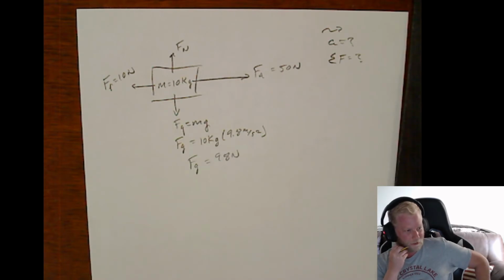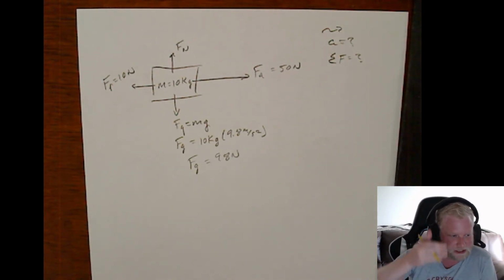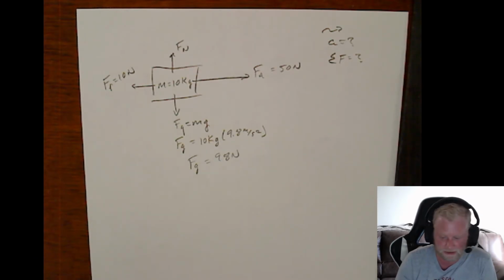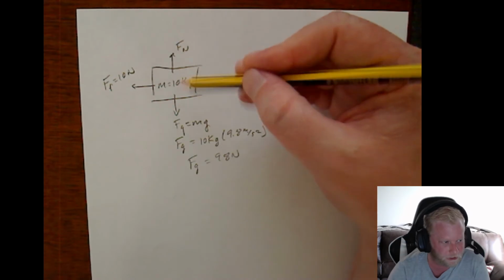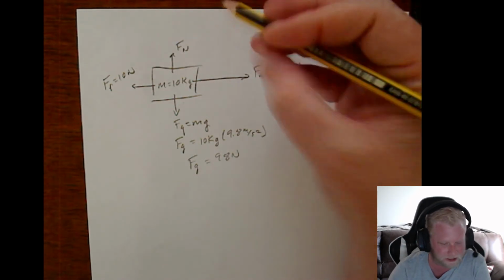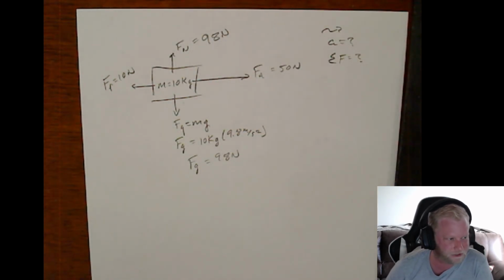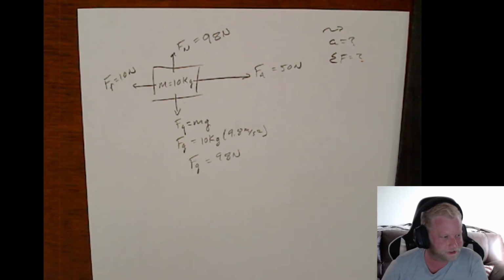Now you've got to think about the scenario. Is there any acceleration in the vertical? No, right? All of the acceleration is occurring in the horizontal here. So if there's no acceleration in the vertical, we know that vertically speaking, this object is in equilibrium. So if it's in equilibrium in the vertical, you know that these two forces have to balance each other out. So your normal force here would also be 98 newtons. So we've got normal force.